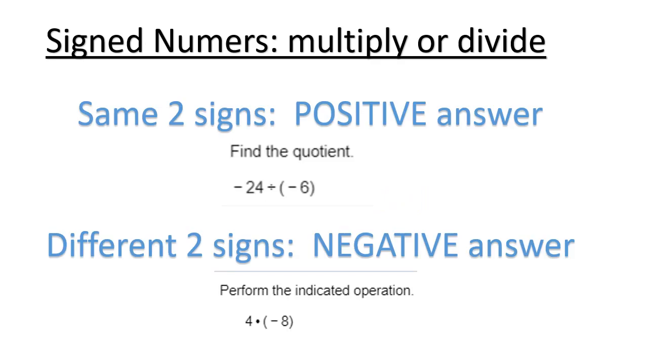Now, when it comes to multiplying or dividing the signed numbers, the rules are the same. If you have two of the same signs, whether you're multiplying or dividing, you always get a positive answer. You've probably heard a negative and a negative gives me a positive. Well, that's only true in multiplying or dividing. So here, -24 divided by -6 would give me +4. But if the signs are different, as in this last example, 4 times -8 will give me -32. That would be a negative answer.